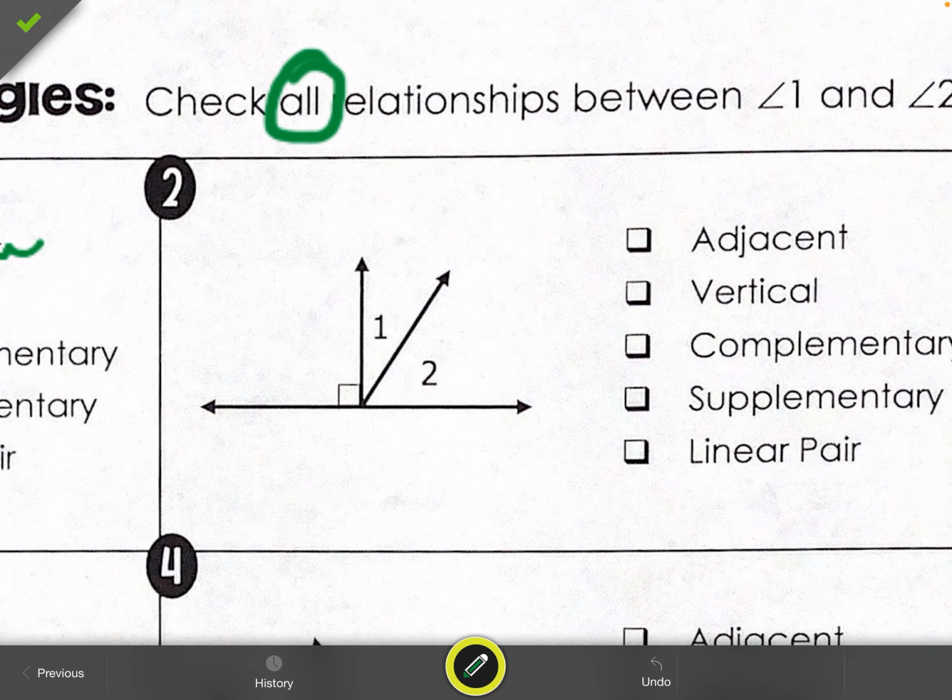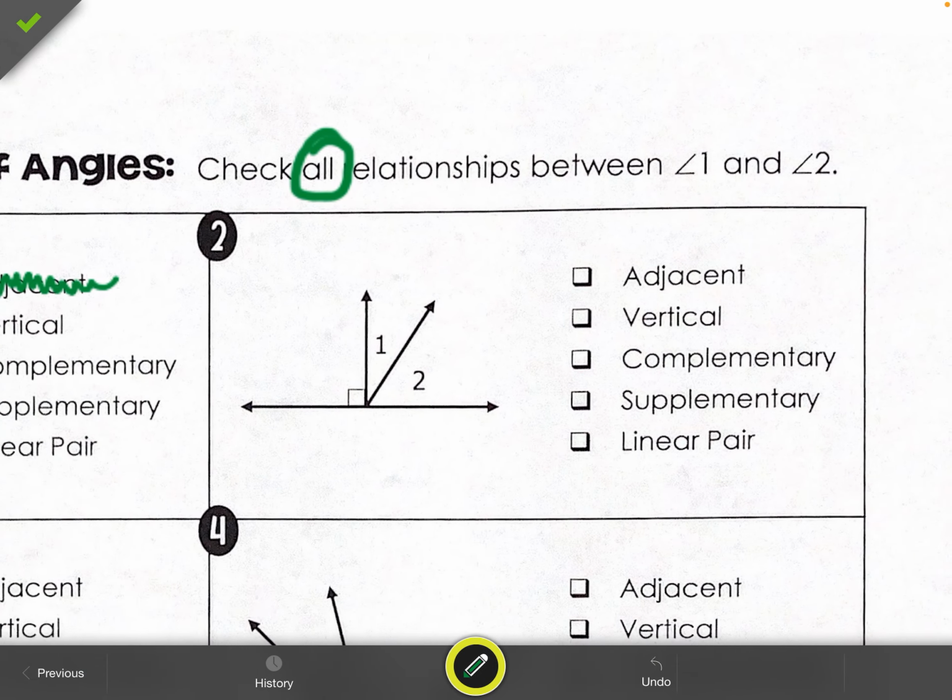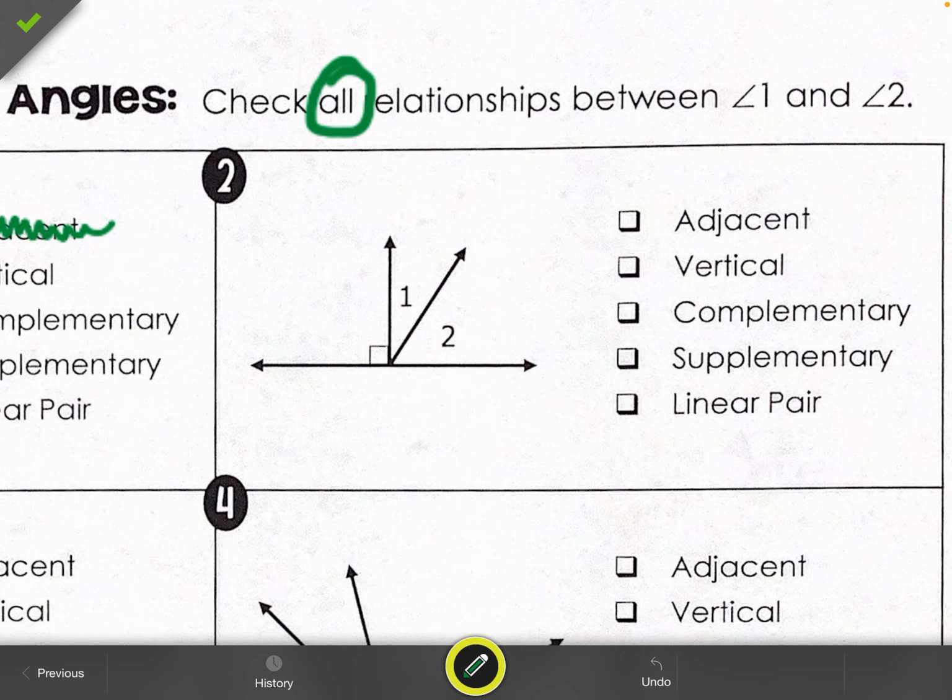All right, let's look at number 2. Now, number 2 assumes that you know something right here. So remember we said the box means what? The box means this is 90. And if that's 90, what you have to recognize is that this angle right here would also be a 90-degree angle. So that's kind of a little trick question there.